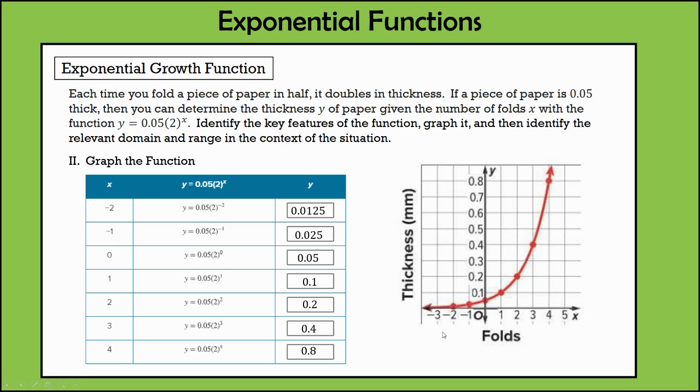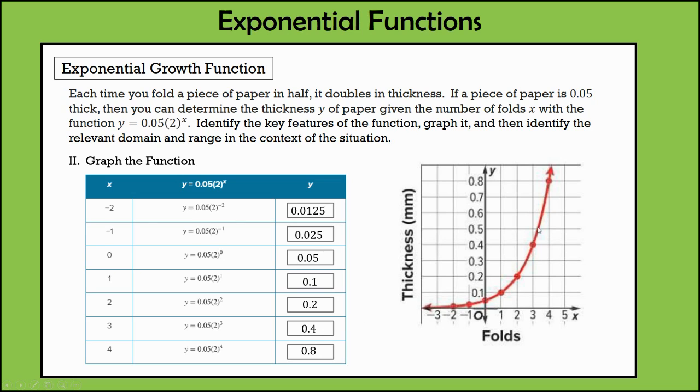Okay. Now, if we make the graph, we knew exponential growth was going to work like this. This is that curve that represents exponential growth. At -2, we were 0.0125. At -1, we were 0.025. At 0, we were at 0.05. That's the original thickness of the paper. After 1 fold, we're at 0.1. After 2 folds, we're at 0.2. After 3 folds, we're at 0.4, excuse me. And after 4 folds, we're at 0.8.